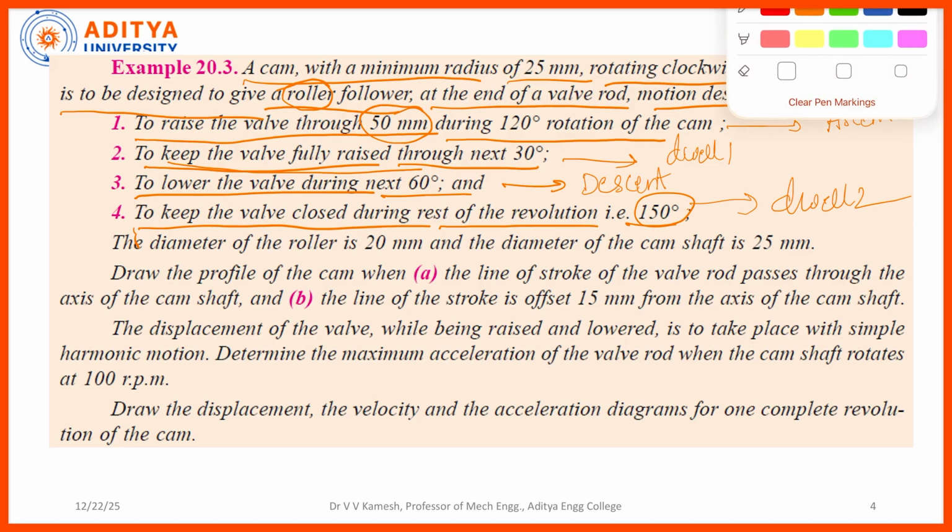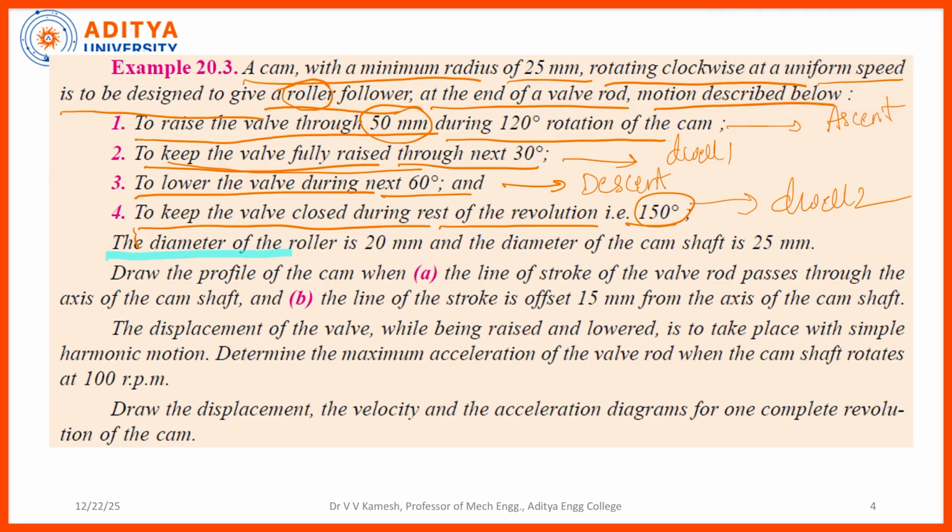Next we are having some important data. The diameter of the roller is 20 mm and the diameter of the camshaft is 25 mm. Already it is given a minimum radius of 25 mm. Actually this is redundant, right? Even then it is given.